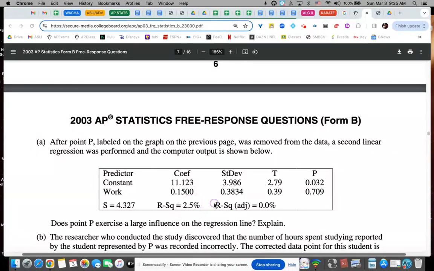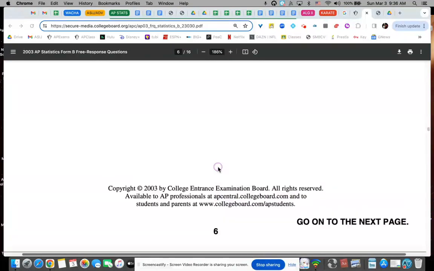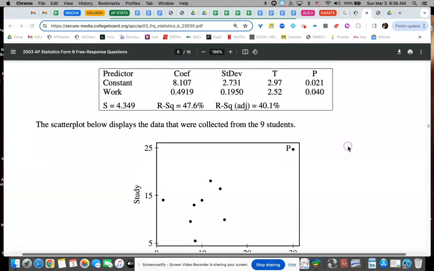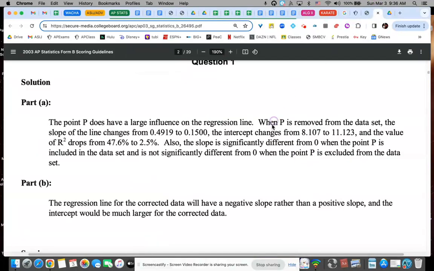So the coefficient of determination, we've only removed 2.5% with the new data set, when before we had removed 47% because that point was in there. So you can talk about two of those three things. Let me show you their answer real quick.